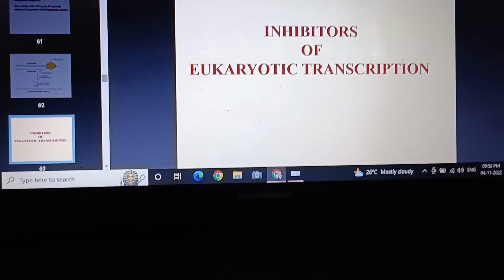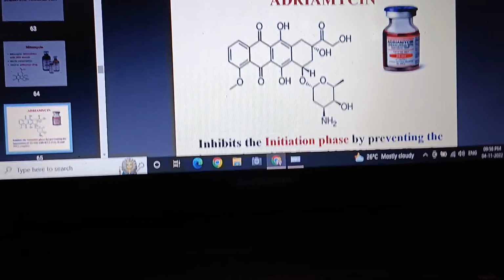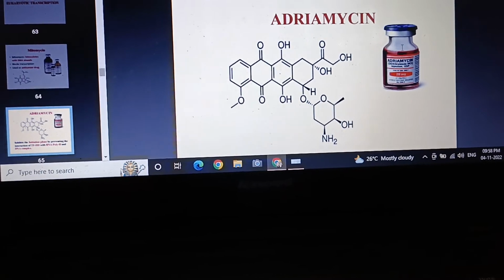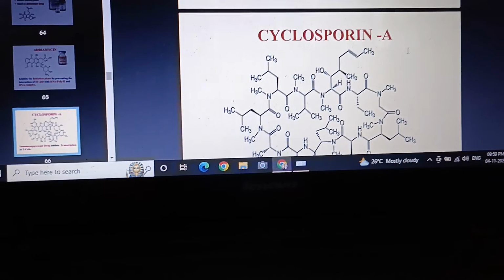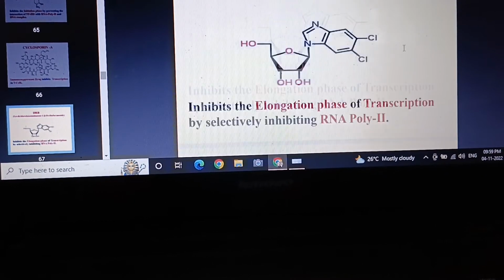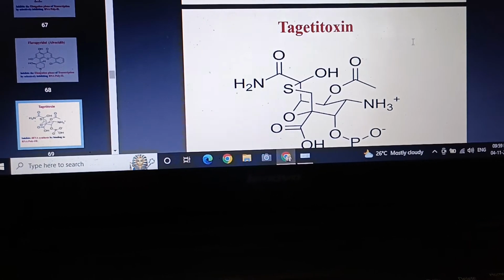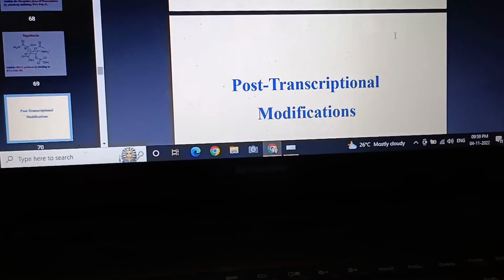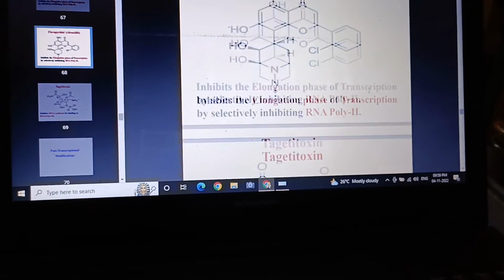So now we'll go on to the inhibitors of eukaryotic transcription: mitomycin, adriamycin, cyclosporin, DRB, flavopiridol, and tagetitoxin. These are the transcription inhibitors used in the current market.